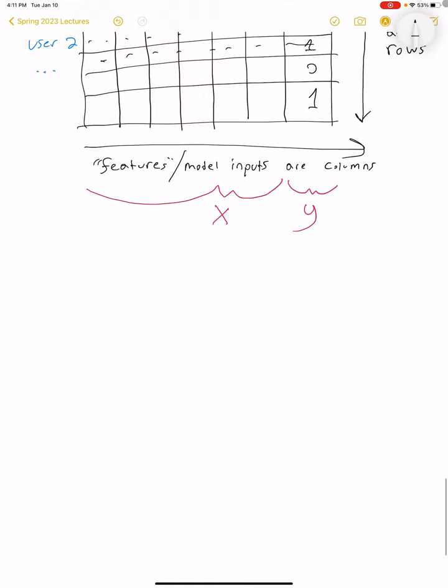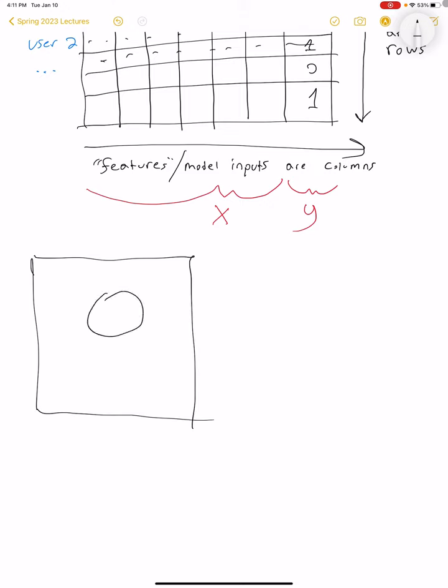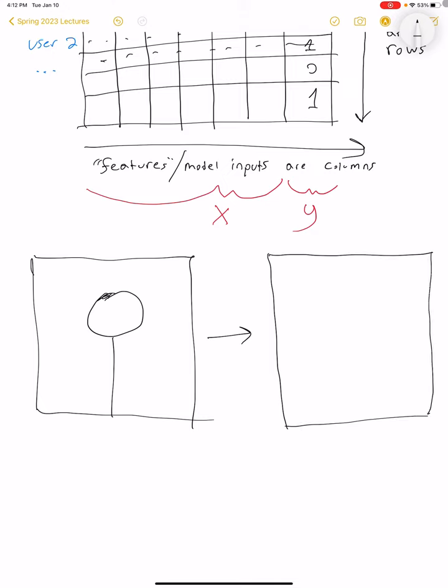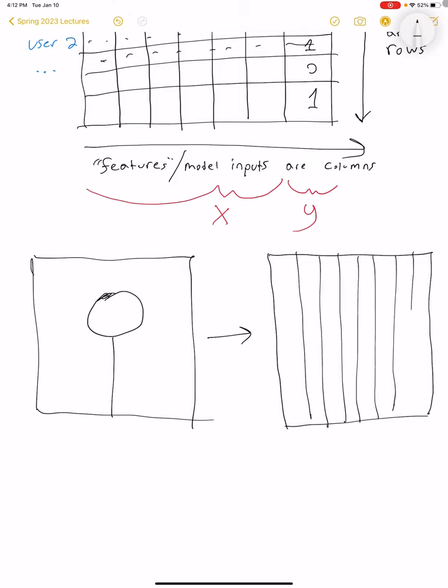Another common type is images. Images tend to be represented as matrices, and actually not just images. Your computer screen is a series of pixels represented as a matrix where each pixel has a different number that represents the color of that pixel.